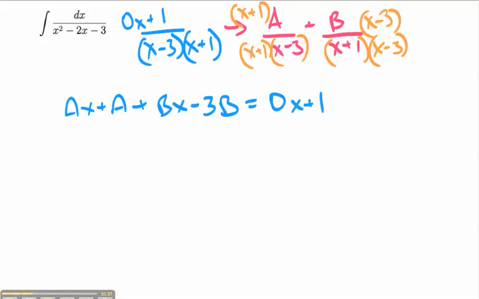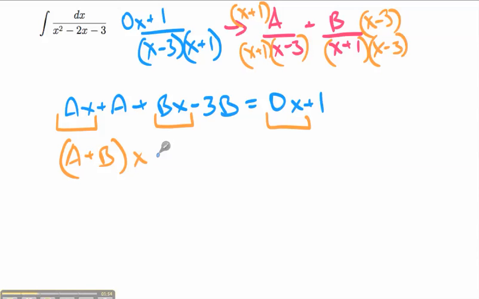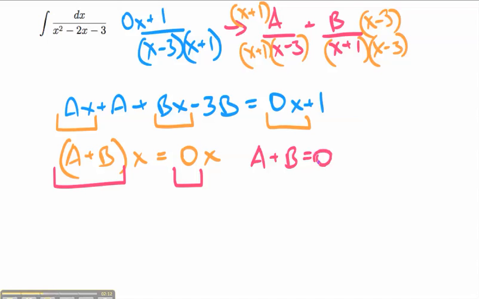Our next step is to get the constants with the constants and the x's with the x's. Watch what I mean by that. This here has an x, this here has an x, and we're going to set that equal to the x. We're going to pull out an x from here and here. We're going to be left with (A plus B)x, and that's going to be equal to 0x. So what we see here now is that A plus B has to equal 0. The constant before the x has to equal the constant before the x. So that's going to be our first equation: A plus B is equal to 0.